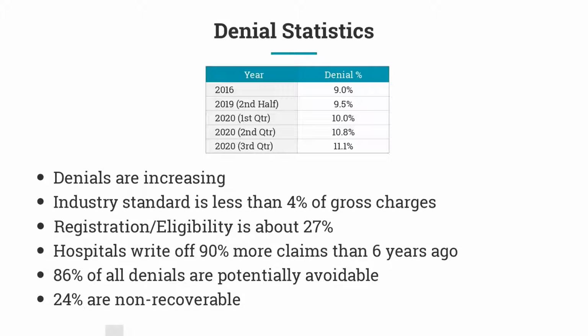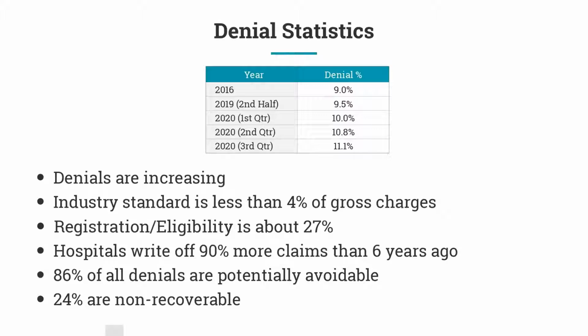Registration and eligibility denials account for about 20% of all the total denials. Hospitals write off 90% more claims than they did 6 years ago. That's from the Advisory Board. And of the denials, 86% of all denials are potentially avoidable. We know as an industry it's impossible to get to 0% denials. CMS changes rules, contracts change, so we'll never get there. They always change the rules on us. But we want to resolve as many denials at the root cause as possible so we don't have them.